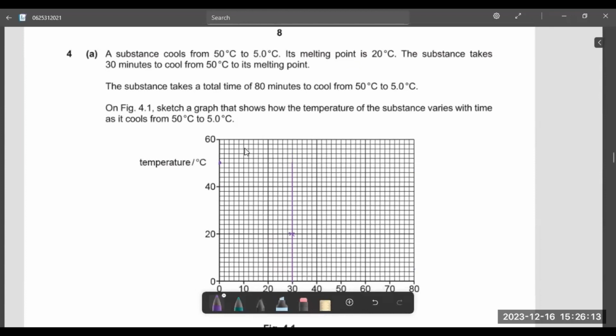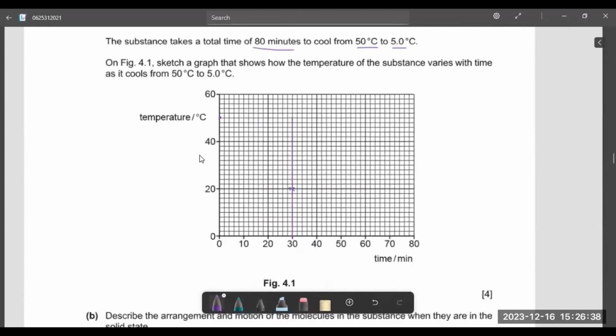A substance cools from 50 degrees to 5 degrees Celsius and its melting point is 20 degrees Celsius. The substance takes 30 minutes to cool from 50 degrees Celsius to its melting point. The substance takes a total time of 80 minutes to cool from 50 to 5 degrees Celsius. The graph is given here.